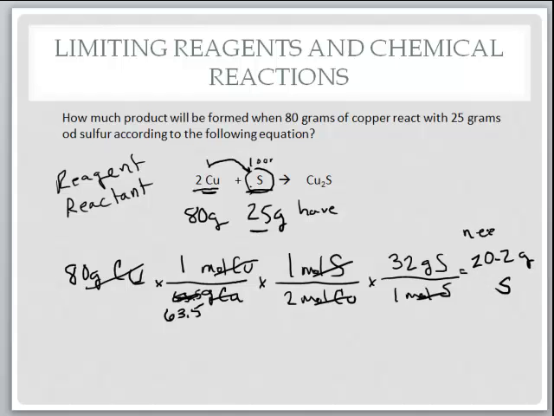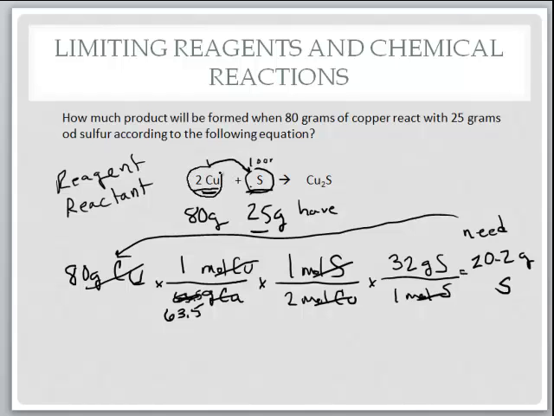That's the value that I would need to react with 80 grams of copper. So I need 20 grams of sulfur. Well, I have 25 grams of sulfur, so I have more than enough sulfur. What that means is the other one is going to run out first. Let's just do that again. I need 20 grams of sulfur to react with 80 grams of copper. So I've got more than enough of the sulfur, so we're going to call that one the excess reagent, which means the other one has to be the limiting reagent.